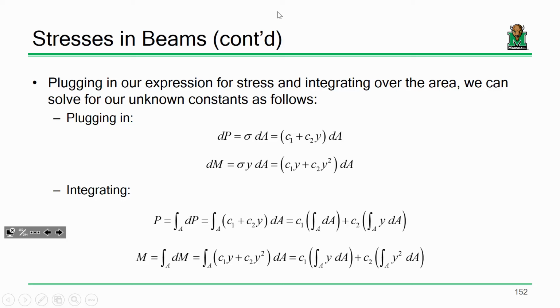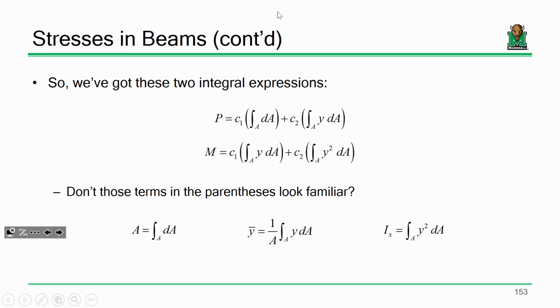Same story. Okay, so plug in the sigma. Now I've got sigma times y, so instead of this, I've got C1 times y plus C2 times y squared. Everybody okay with that? All right. Integrate, split it up into two integrals, factor out the constants. Everybody okay with this? Okay. Now, so here's what I got. Everybody okay with this? Now, look at these integrals.